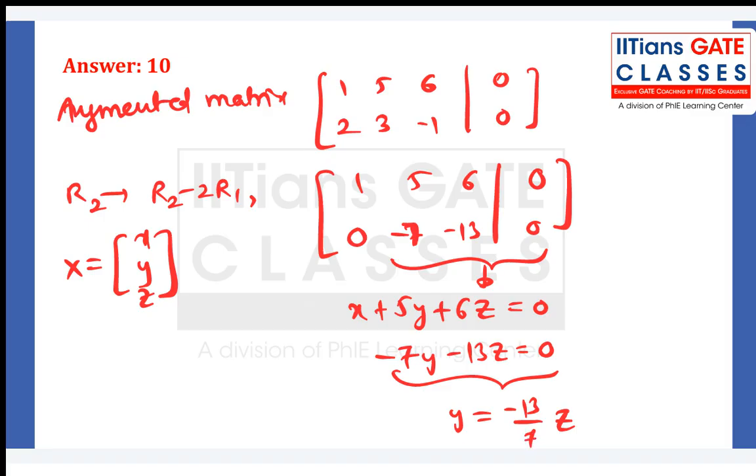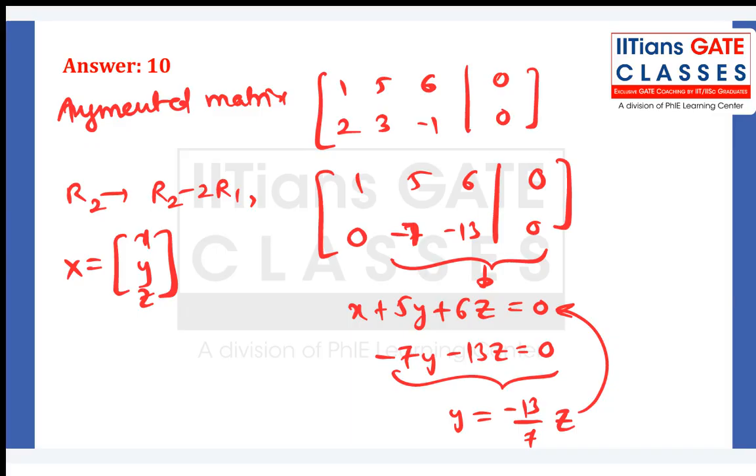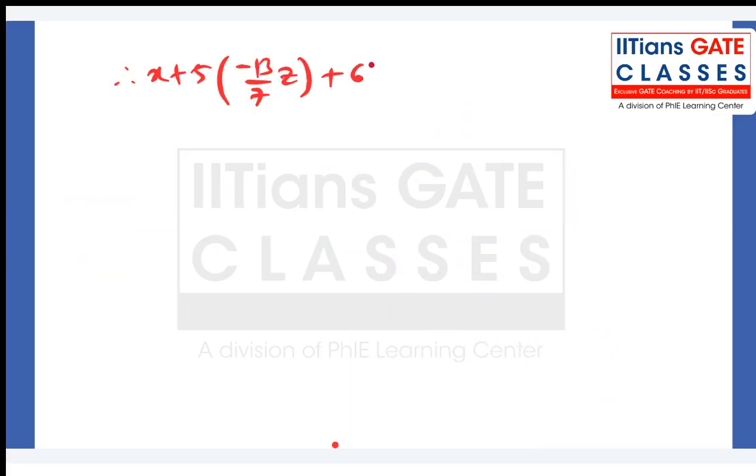And now put this in equation 1. So what happens? Then you will have x plus 5y, right? So therefore, x plus 5 minus 13 by 7y, no, z, not y, it is z, plus 6z equal to 0. Okay. So in that, if you do this, you'll get x in terms of z.